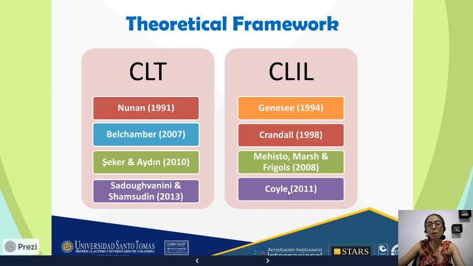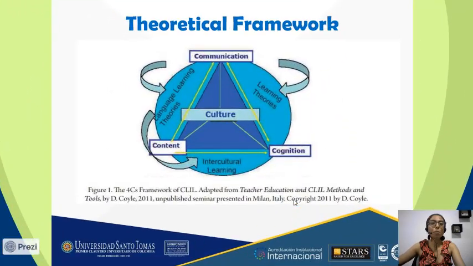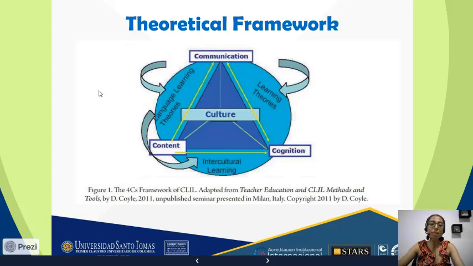Finally, I want to finish with an important author in CLIL, Coyle, who speaks about the 4Cs. So what are the 4Cs that he mentions? He says that in the process of learning a language, the student needs to be exposed to these 4 reference points. We have communication, content, cognition, and all of these 3 need to be integrated with culture.